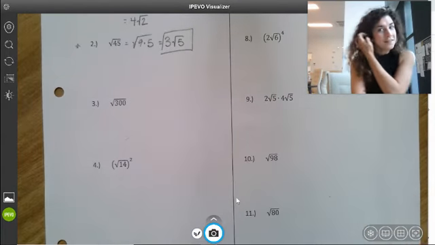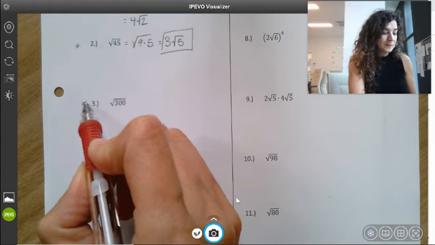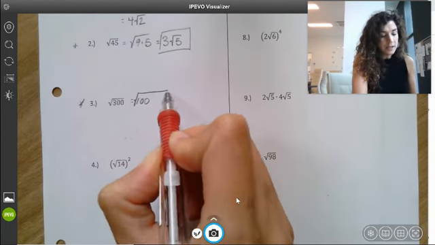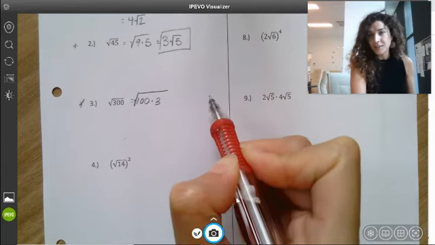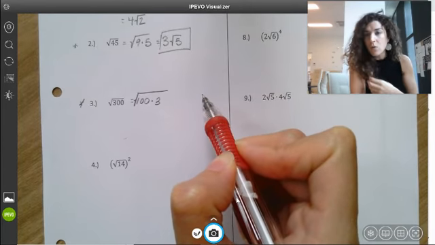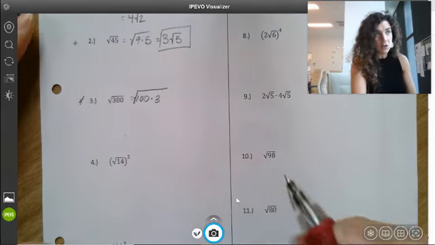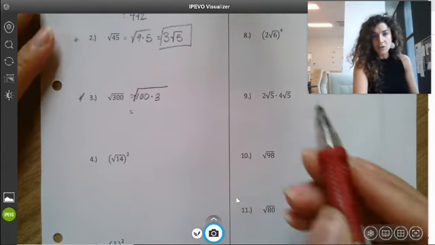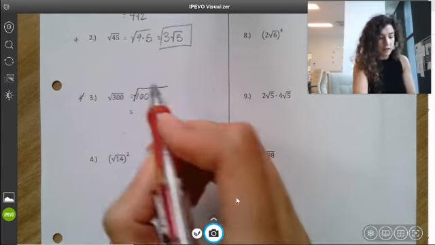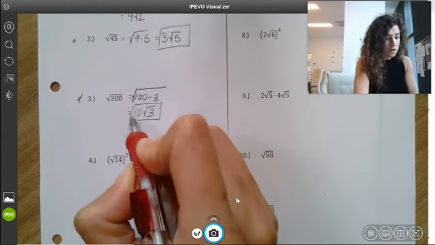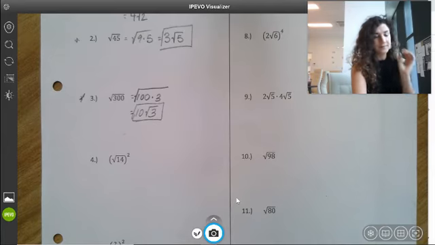Try number 3. 100 is our perfect square that goes into 300. Maybe you noticed 25, maybe you noticed 4, and you tried to do some baby steps. That's totally fine. But 100 is the largest perfect square that goes into it. So if you factored out all of the baby steps correctly, you should have ended with 10 square root of 3.